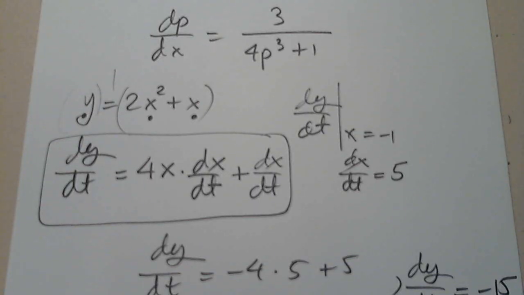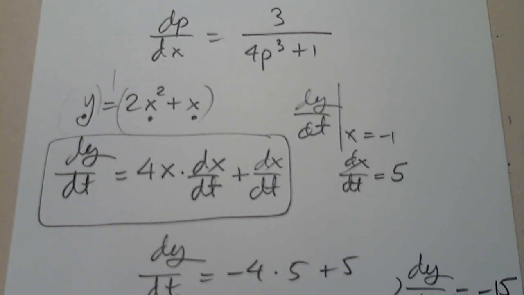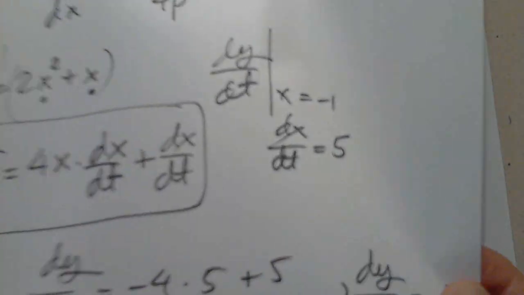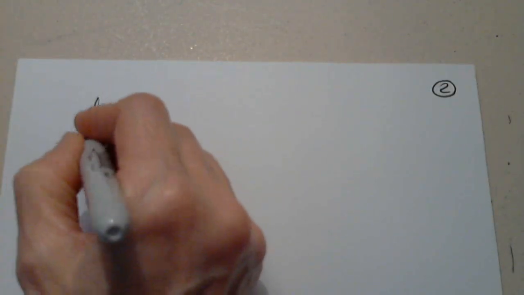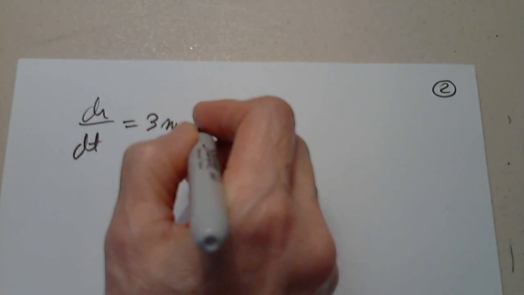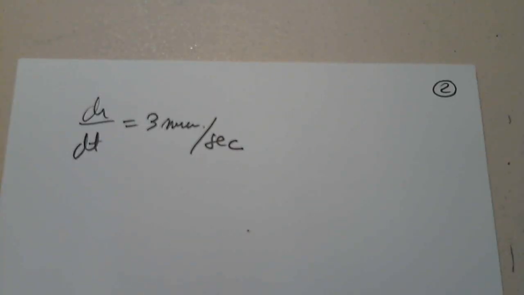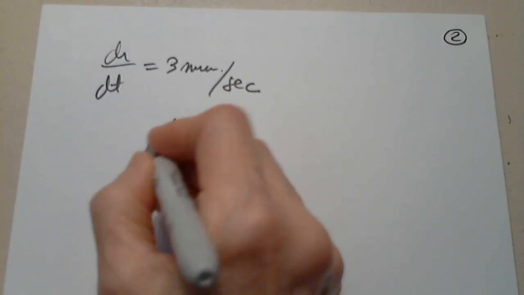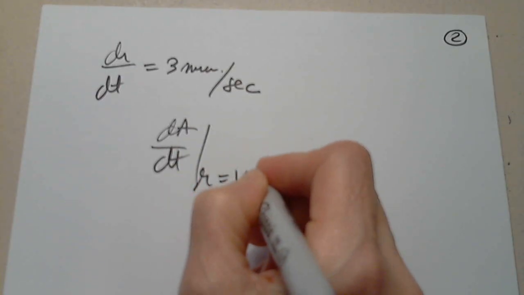Okay, a circle is growing, its radius increasing by 3 millimeters per second. So if you want to use r for the radius, you will immediately write dr over dt equals 3 millimeters per second. Find the rate at which the area is changing at the moment when the radius is 14. So they want us to find dA over dt when r equals 14.